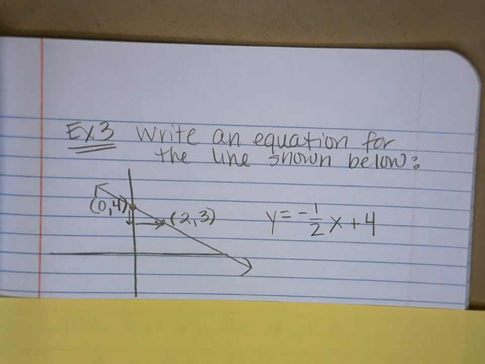The y-intercept is usually the easiest thing to find first, right? Because you just look, where does the line cross the y? And then the slope, you guys can count squares. I know you can count because you practiced this last week, right? Count squares. Okay?